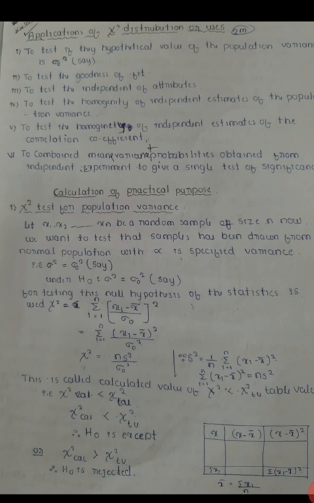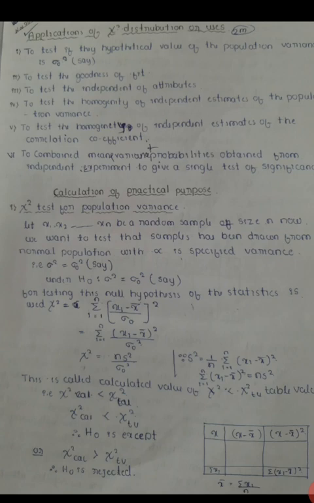Last one, the sixth one, to combine the mean and variance of probabilities obtained from independent experiments to give a single test of significance. Now the calculation purpose of applications.